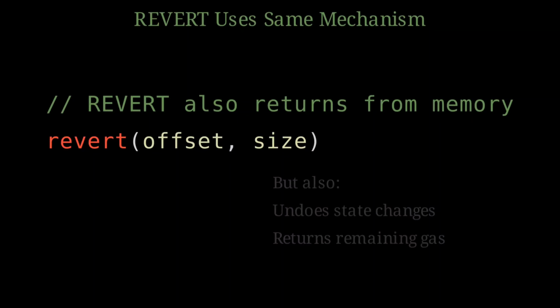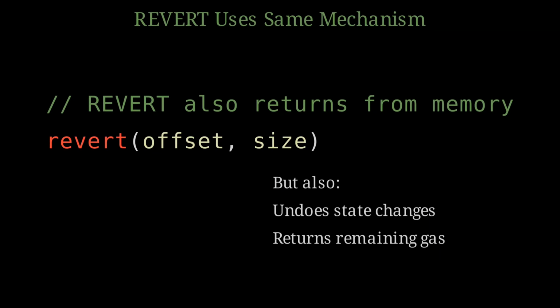But revert does two additional things. It undoes any state changes made during the transaction, and it returns the remaining gas to the caller. This is crucial for error handling, which we'll cover in more detail in a later video.